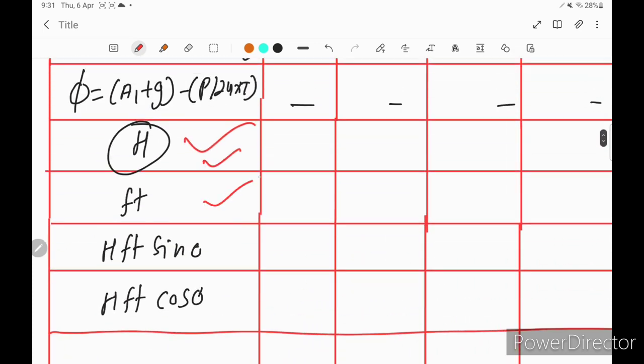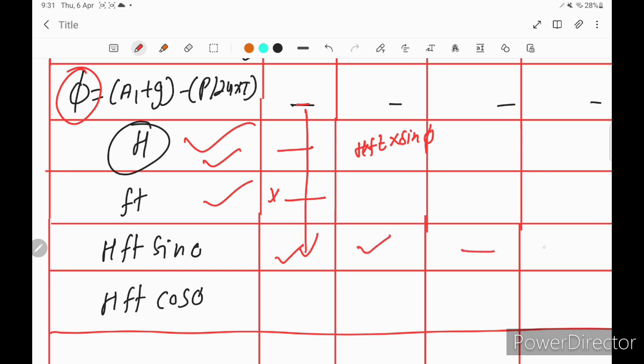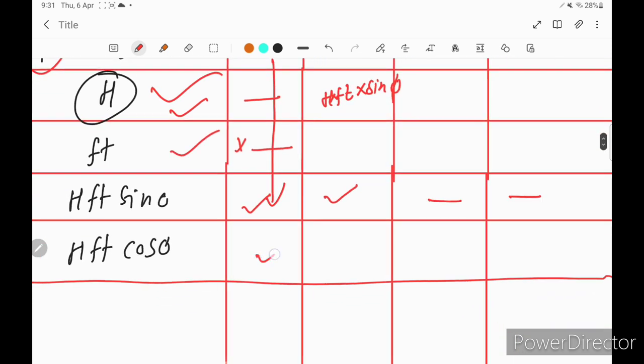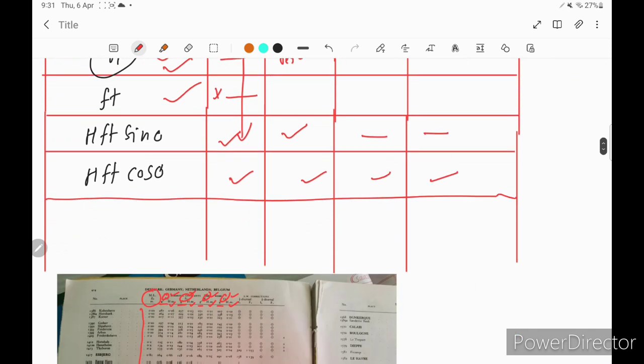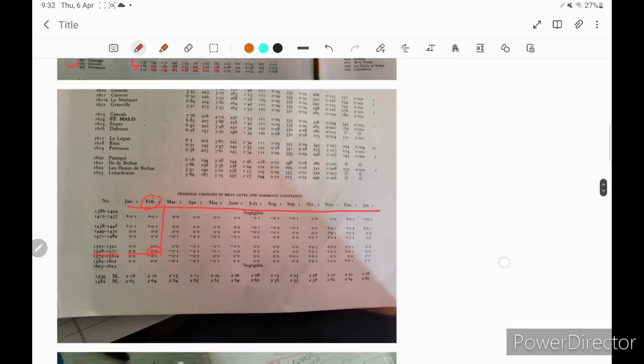Now you will have the H value, you have the F value. Now HFT sine theta: multiply this value by this value into sine theta, so H into FT into sine theta. In this diagram you have to calculate for M2 and S2 only, no need to calculate these two values. For HFT you have to calculate all the values, four values. Now after that you have to write HFT cos theta. You have to add all these four values and write. Okay, this one is clear.